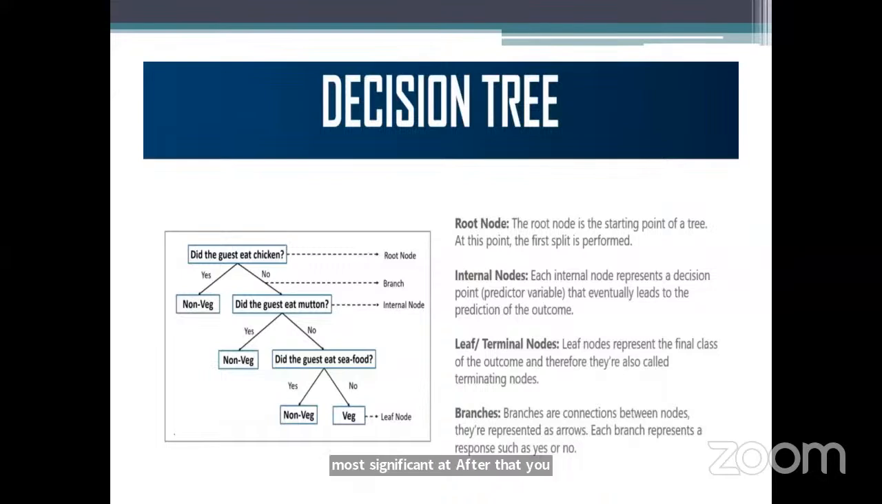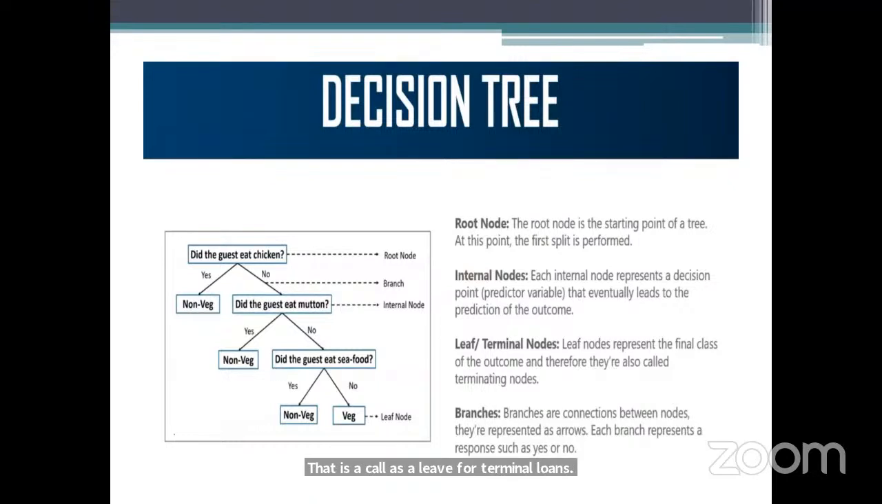After that, you have something known as internal nodes. All those are internal nodes. Each internal node represents a decision point that eventually leads to the output, and will have another predictor variable. Each of these is nothing but a predictor variable. A terminal node is also known as a leaf node, which represents the final class of the output variable. Finally, the final output is called a leaf or terminal node.